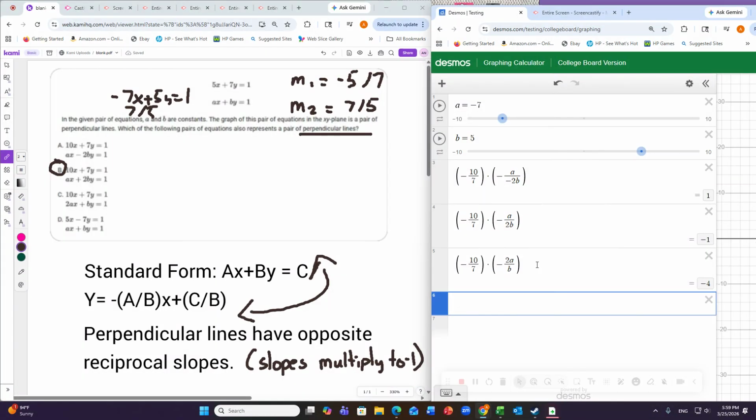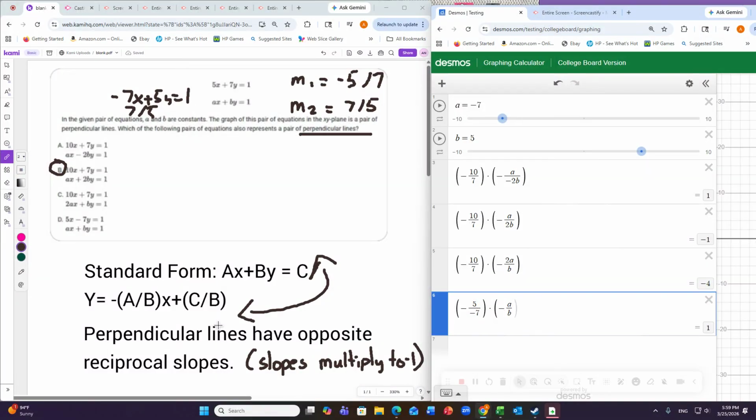And let's try this one. So opposite A over B, in this case, it's going to be -7, right? And then times opposite A over B, okay? Because I'm doing choice D. So as you can see, the only one that gives me -1 is this choice.